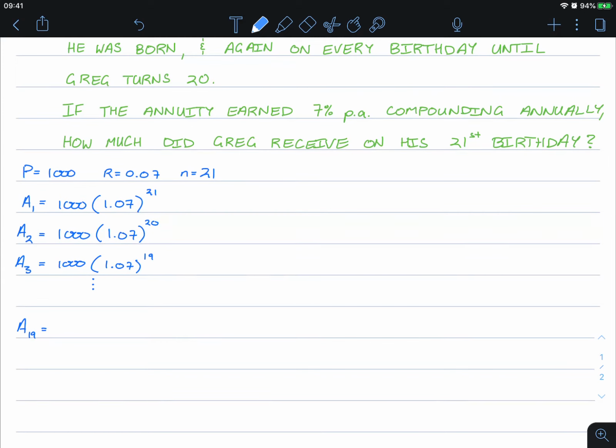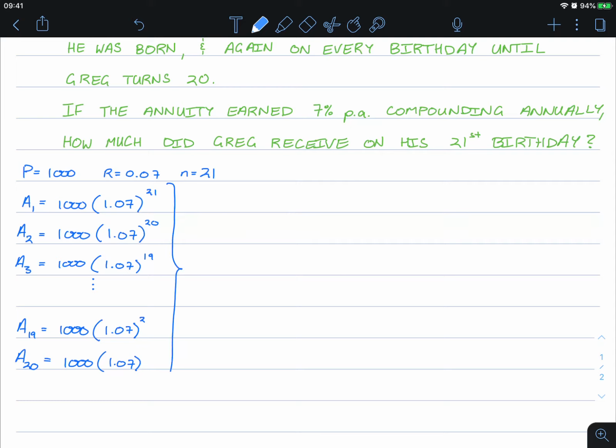The 19th investment will be $1,000 times 1.07 to the power of 2, because it'll be 2 more years until he's 21. And on the 20th investment, on his 20th birthday, when they stop, it will be $1,000 times 1.07, and this will only get compound interest for 1 year, or just that expression there.